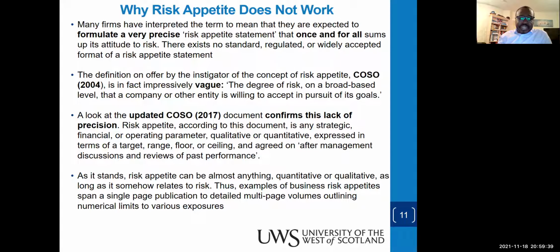Here, they said risk appetite is a strategic, financial, and operating parameter, qualitative or quantitative, expressed in terms of a target, range, floor, or ceiling, and agreed on after management discussions and review of past performance. It's vague. What does this mean? It's just putting together some terminology, some big key words. It doesn't make concrete sense. As it sounds, risk appetite can be anything. It can be qualitative, it can be quantitative, it can even be a hybrid of the two, as long as we can identify risk to that definition.